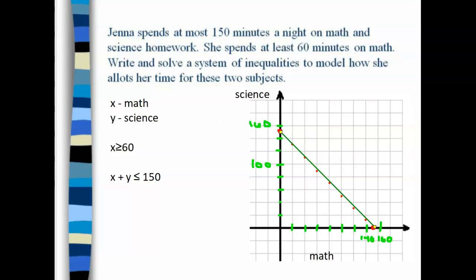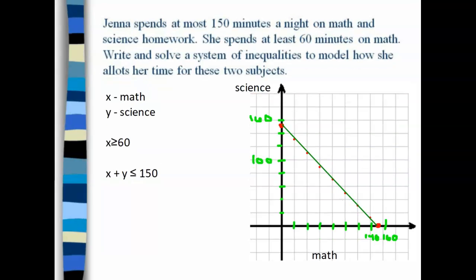Now this line is different from other lines we've graphed because this line has a beginning and an end at those 2 intercepts. So we don't put arrows implying they continue forever. It begins and ends with those intercepts, so we don't put arrows. And then we know that it has to be less than this amount of time, so we're going to shade below. But again, we also know that she can't study for 0 minutes, so we have to stop with the x and y axis. We're not shading out or beyond that triangle.